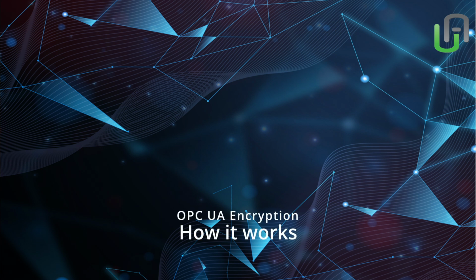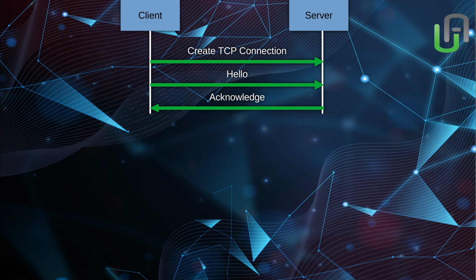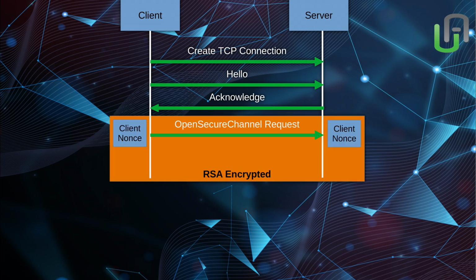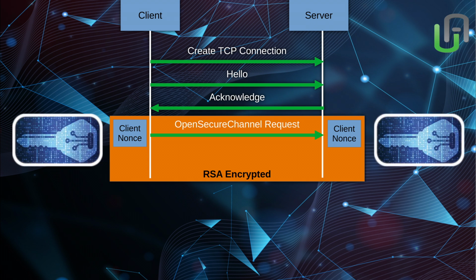Before diving in, let's cover the basics of the UA binary protocol. After the initial UA TCP handshake, UA clients establish a secure channel using the Open Secure Channel service, which is asymmetrically encrypted with RSA. Decrypting this would typically require the server and the client private keys, which isn't practical.